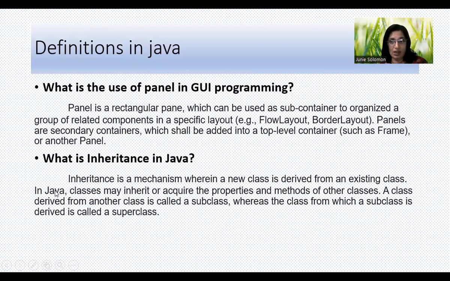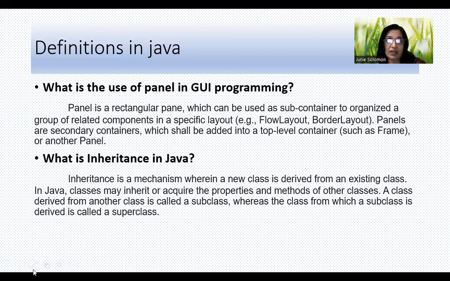So in Java, classes may inherit or acquire the properties and methods of another class. A class derived from another class is called a subclass, whereas the class from which the subclass is derived is called a superclass. There is a superclass already existing, and that superclass is inherited by the subclass, which is called inheritance.